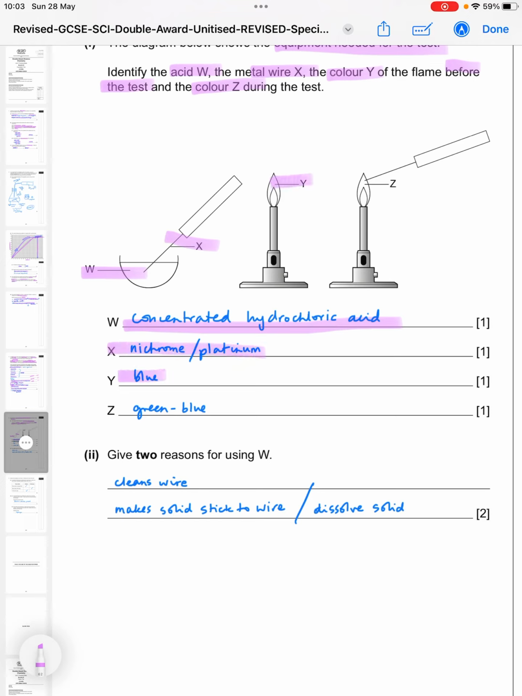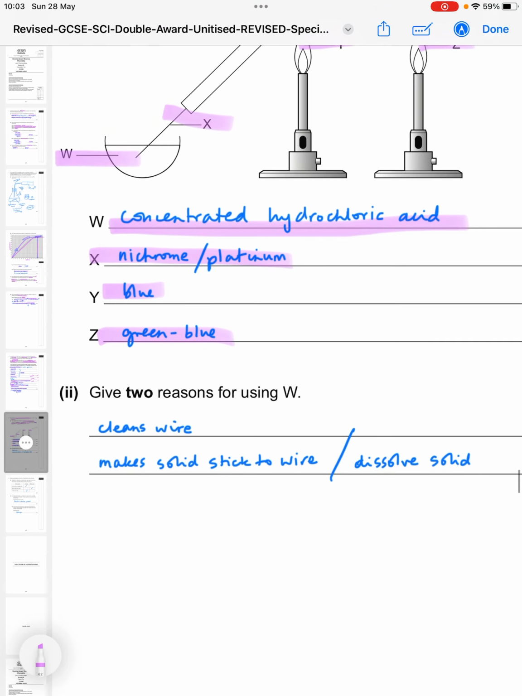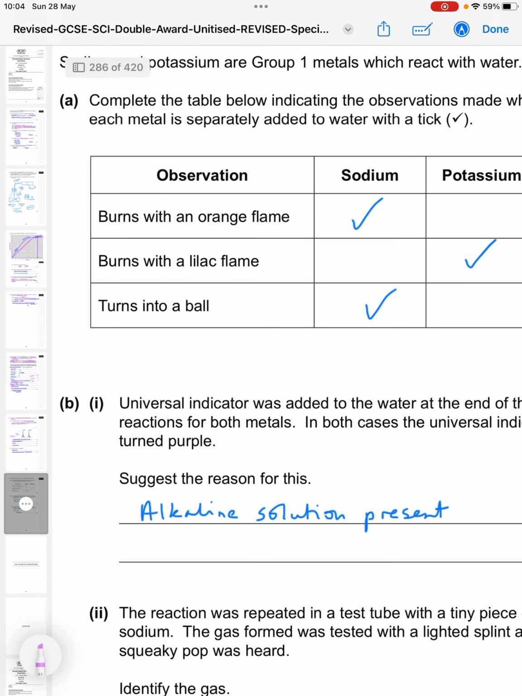Y is the colour of the flame before you heat it, that's blue. And then Z is green-blue. You could say blue-green as well. Both are acceptable. Then two reasons for using W. W is the acid, so it cleans the wire and it makes the solid stick to the wire, or it dissolves the solid.